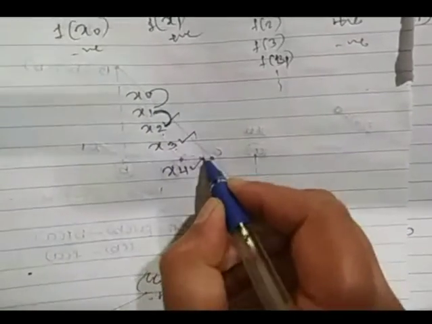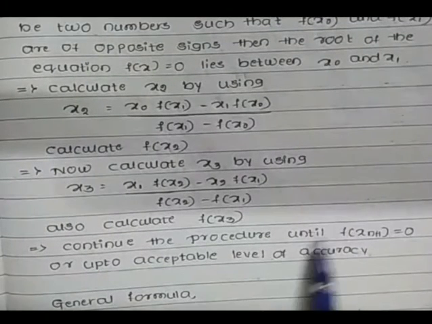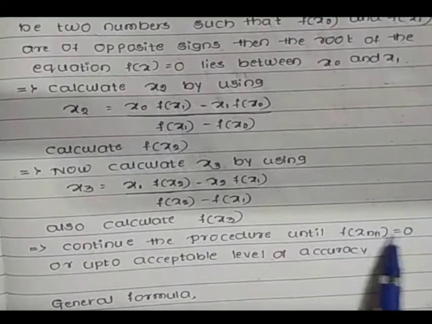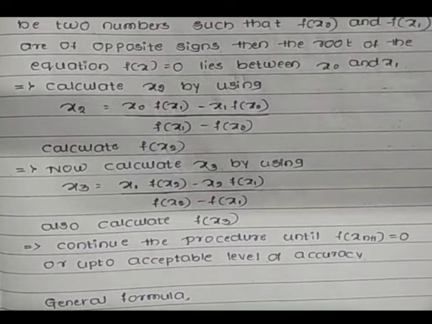So once we get x3, next we have to go for x4. Now, to calculate x4, which two roots do we consider? To calculate x4, the previous two results, that is x3 and x2, and so on. The process continues till we get f of xn plus 1 as 0, or up to the acceptable level of accuracy. Acceptable level of accuracy means up to 2 decimal values, or 3 decimal values, or 4 decimal values. It will be mentioned in the question. So according to that, we have to continue the process: x1, x2, x3, x4 and so on.